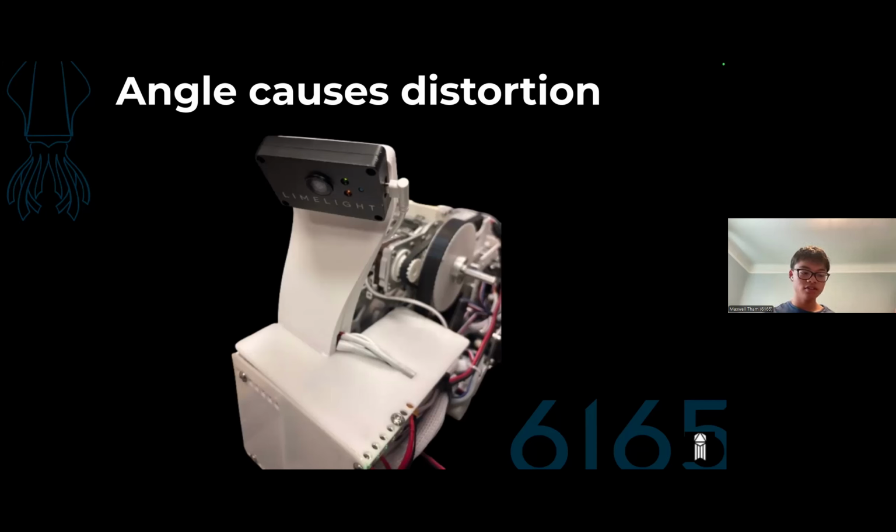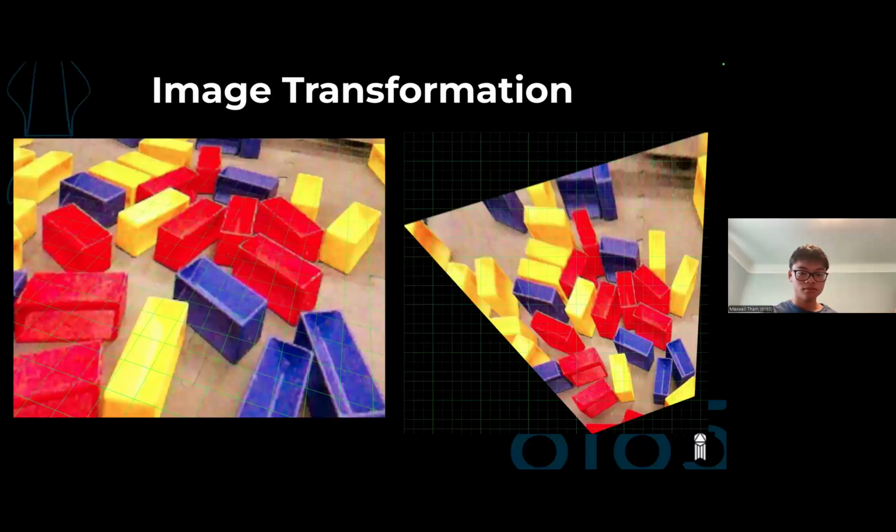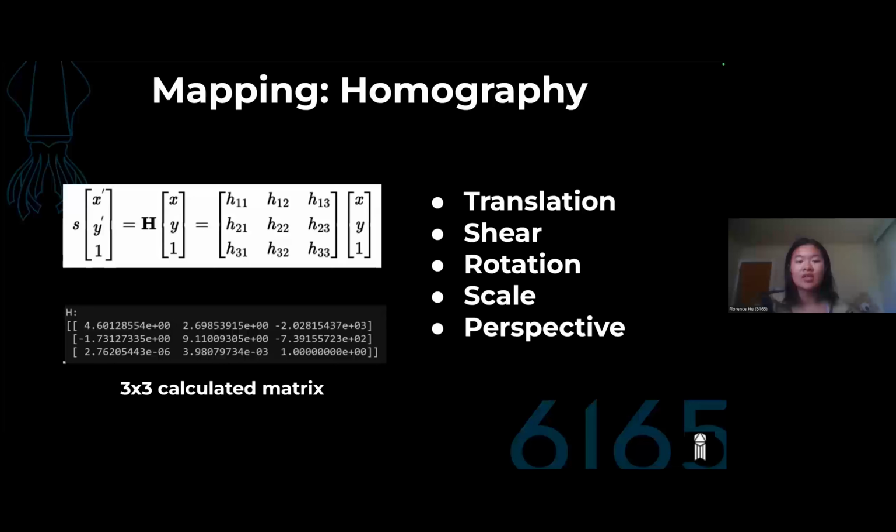So to solve this issue, we wanted to transform our image into a top-down view, which is why we had homography, and Florence can talk to you about that. Yeah, so homography is the transformation from one 2D plane to another. In our case, it's the transformation of a distorted image into a flat top-down view. And the factors involved in homography include translation, scale, shear, rotation, and perspective, all of which correct for distortion. So given a 3 by 3 matrix, we can actually calculate these factors and integrate them into our code.